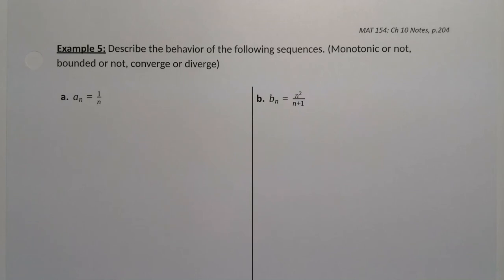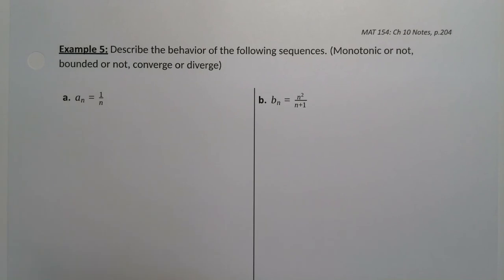In this example, we want to describe the behavior of the following sequences. So we want to determine if they're monotonic, if they're bounded, and whether they converge or diverge. Okay, so let's look at this first one. I'm just going to write out the first few terms because I think it's illustrative of what's happening here.